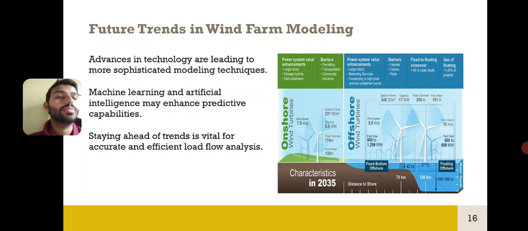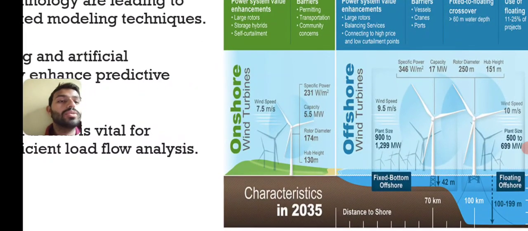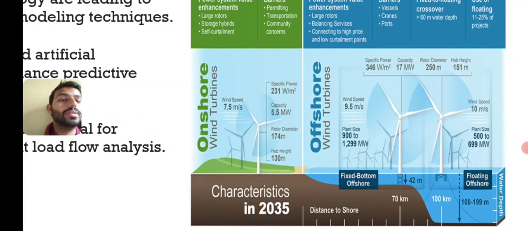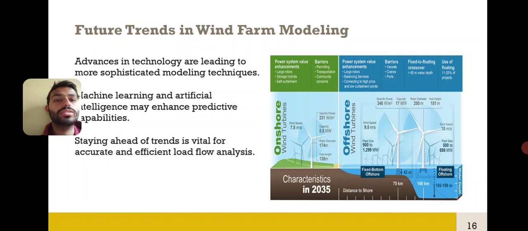Here we can see the power system values for onshore wind turbines, which has offshore and onshore. Wind speed 7.5, specific power 21, and wind speed 9.5, and the fan size 500 to 9699 megawatts. These will be future trends.